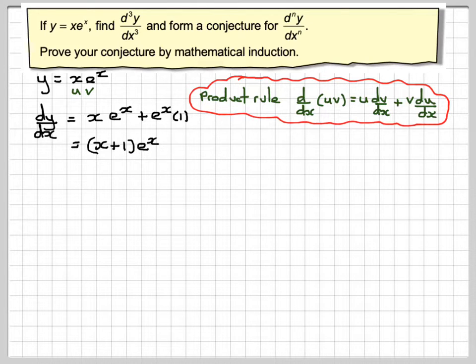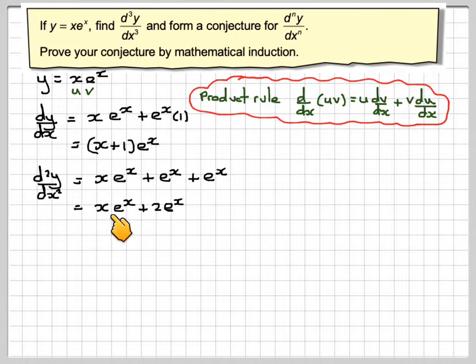For the second derivative, we differentiate x plus 1 times e to the x, which gives itself x times e to the x plus another e to the x, and the e to the x we just differentiate to get e to the x. Therefore we get x e to the x plus 2e to the x, which gives me x plus 2 e to the x.